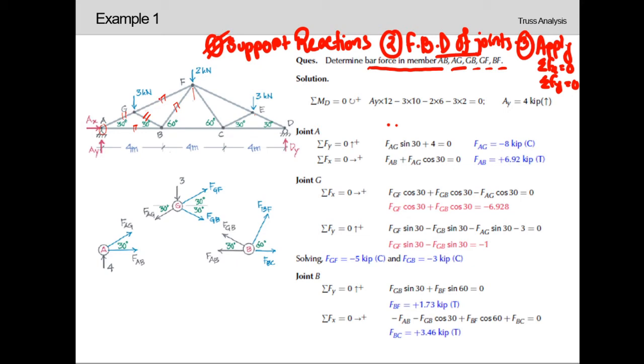so these two members are connected in joint G. So let's draw the free body diagram of joint G, also joint A. And then as these two members are connected in joint B, we also need to draw the free body diagram of joint B. As we have mentioned earlier, the forces acting on these joints will be away from the joints. Always these forces will be away from the joints.